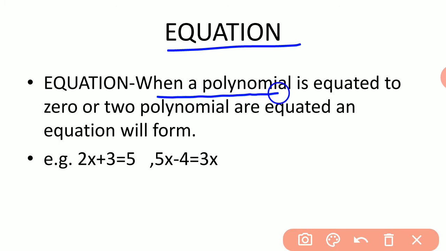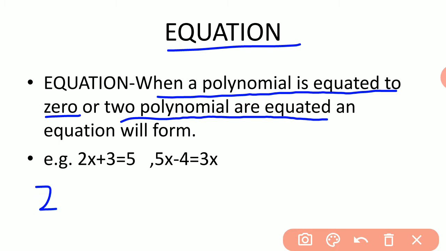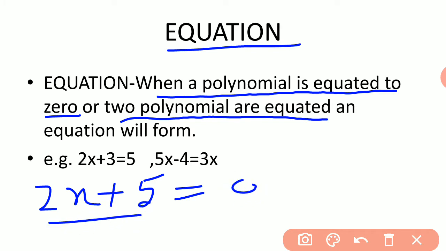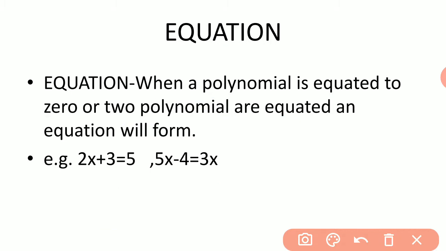So when a polynomial is equated to 0 or two polynomials are equated, then an equation will form. For example, suppose 2x plus 5 equal to 0. When this polynomial is equated to 0, then this forms an equation. Or when two polynomials are equated, this is one polynomial, this is another polynomial, equated by equal sign, then equation is formed.